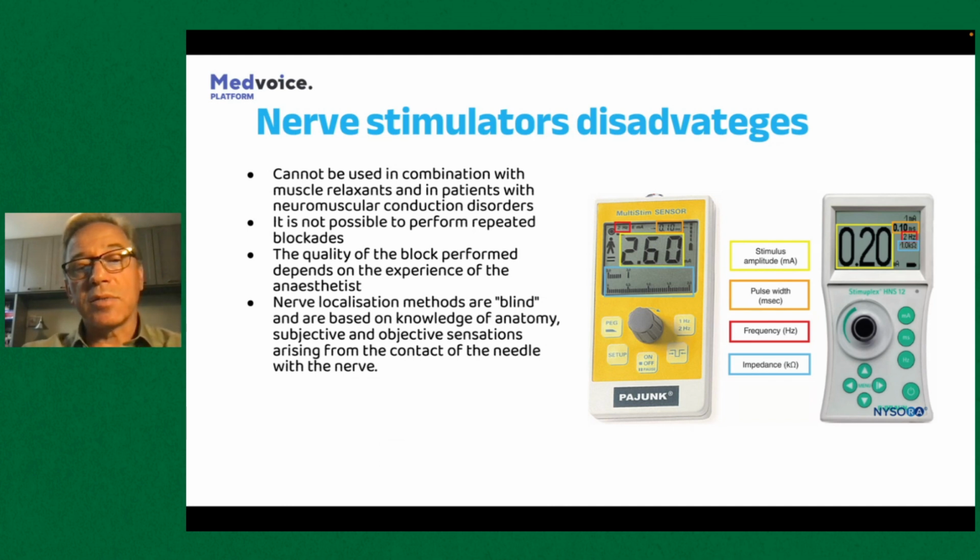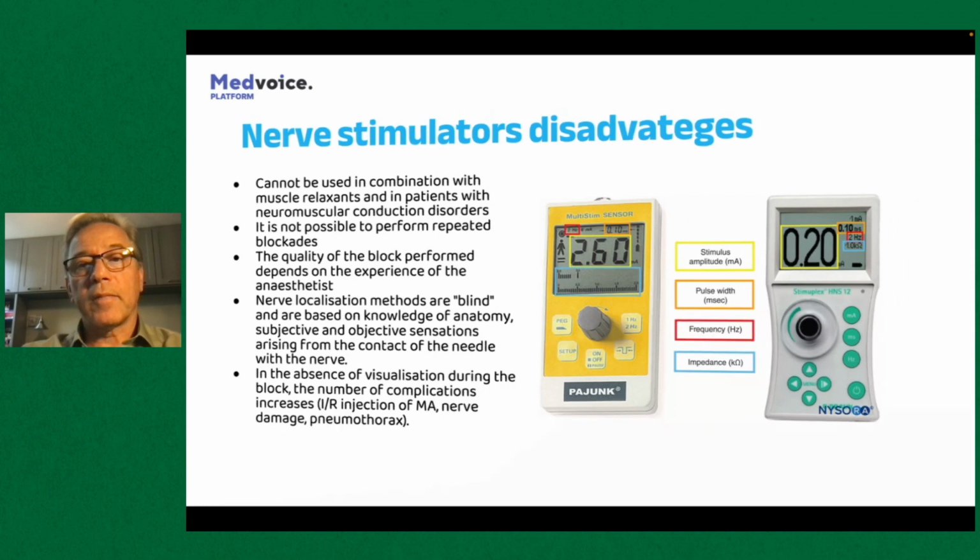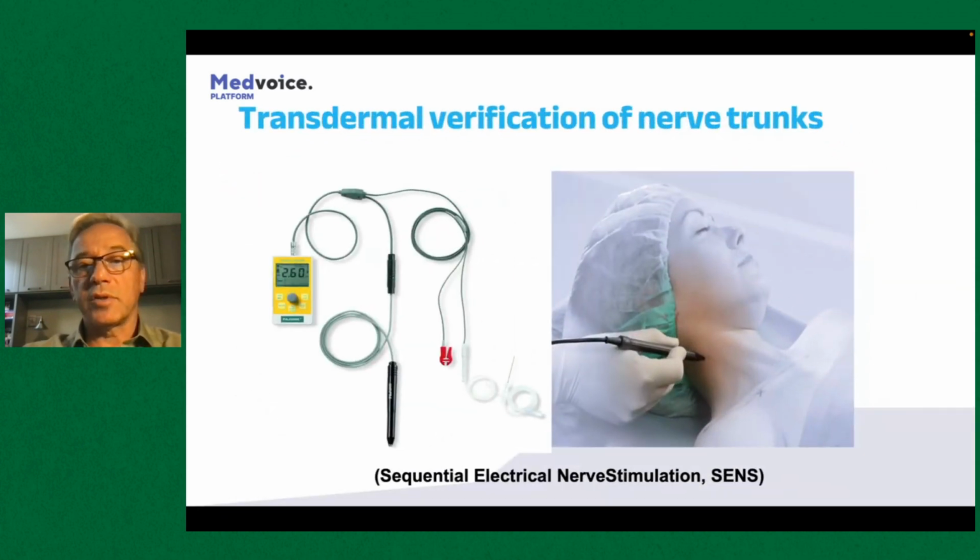And nerve localization methods are blind, like I said before, based on knowledge of anatomy and subjective and objective sensations arising from contact of the needle with the nerve. In the absence of visualization during the block, the risk of complications increases a lot, like pneumothorax, nerve damage, and so on.